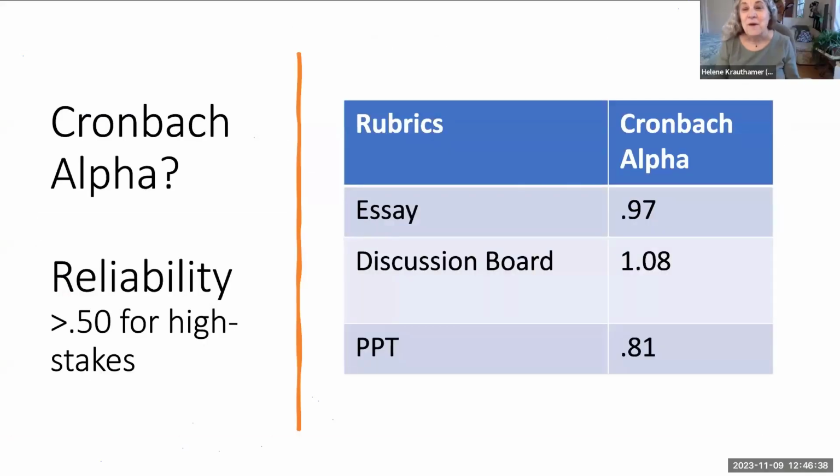All right, so here are my Cronbach alpha scores for the essay rubrics that I just shared with you. I just took the numbers: 0.97 for that essay, 1.08 for the discussion board, 0.81 for the PowerPoint, and the reliability is greater than 0.5 for high stakes. Any comments about that, Ruth?